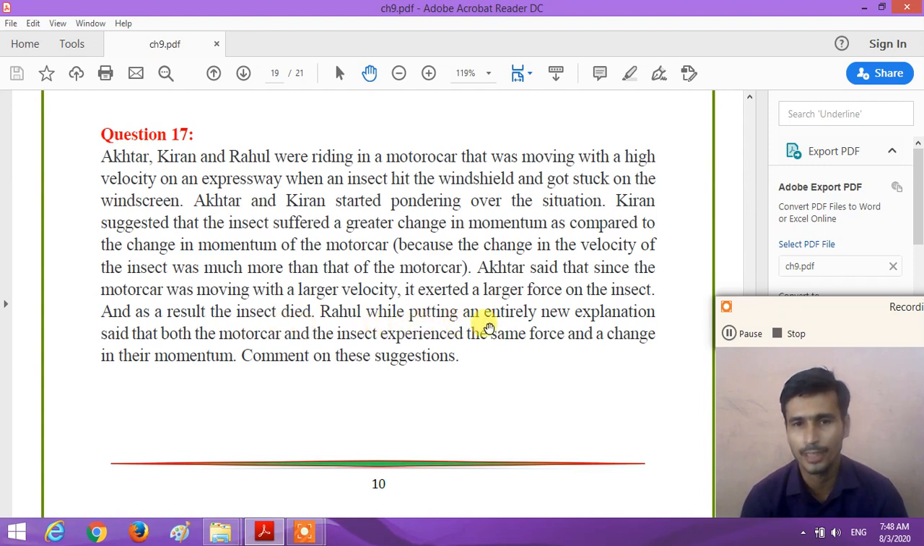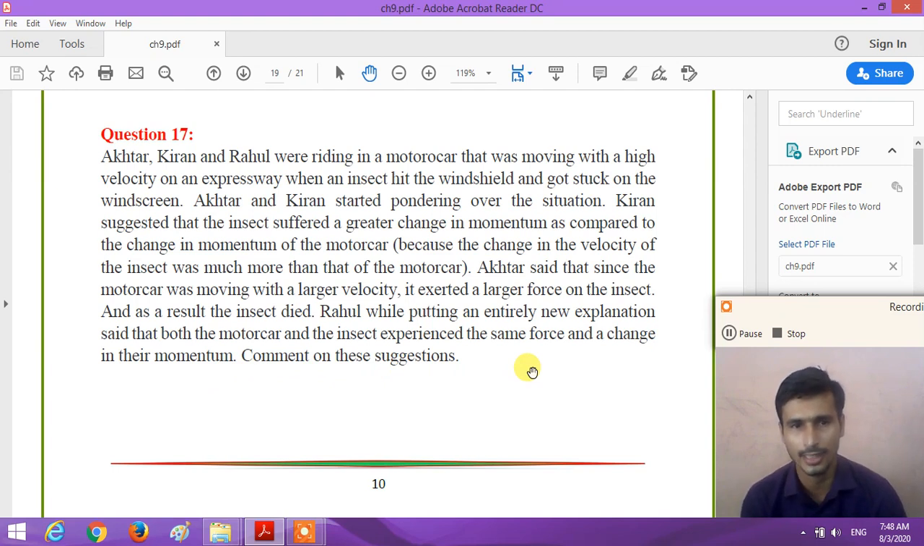Rahul, while putting forward an entirely new explanation, said that both the motor car and the insect experienced the same force and the same change in their momentum. Comment on this suggestion. So one suggests that the insect suffers a greater change in momentum than the motor car.